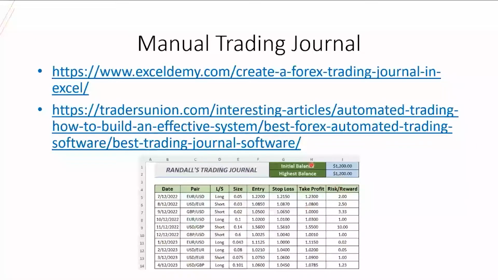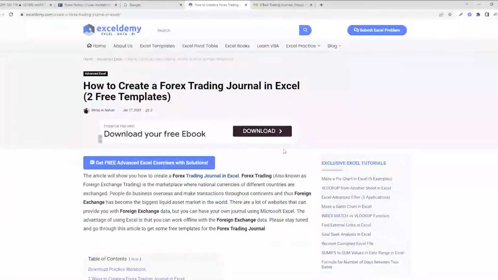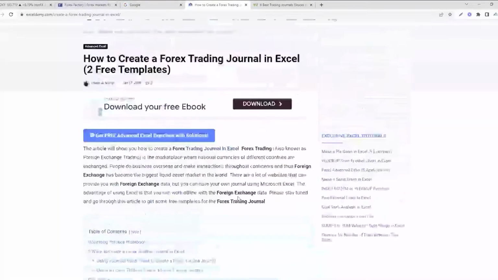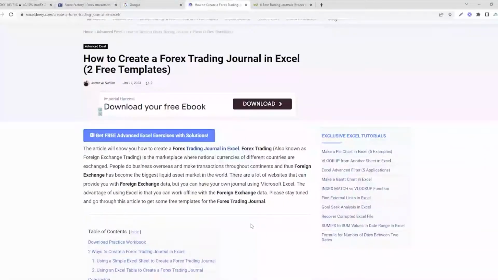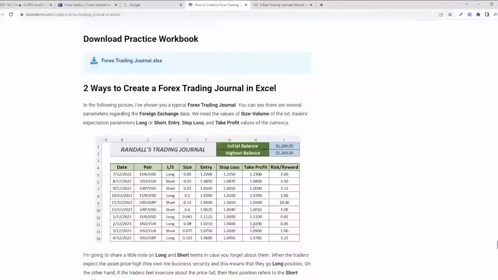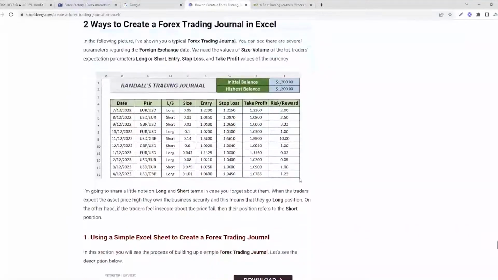Okay, so let's just switch onto the website. Okay, so this is where that first link was. That first link will take you here. So basically this is a pretty good website to read through and to start creating your first manual trading journal. So it takes you step by step how to do it.